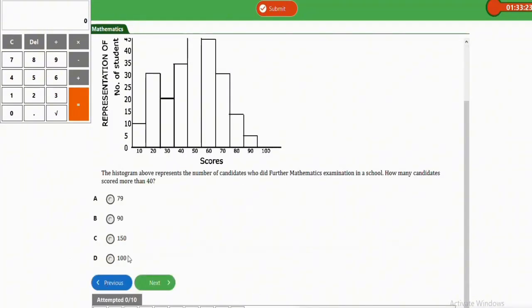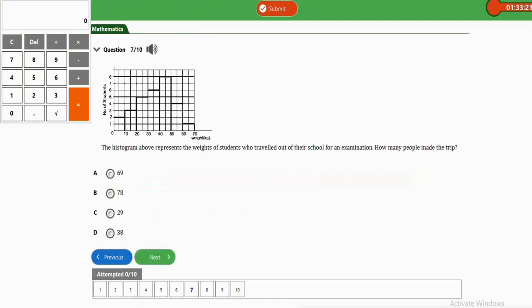Alright, so the next repeated question we're going to solve will be this question. It says the histogram above represents the weight of students who traveled out of their school for an examination. How many people made the trip? Alright, so let's do this. The horizontal axis is for the weight, the vertical axis is for number of students. So it will be those weighing between 10 to 20. We have the number to be 3.